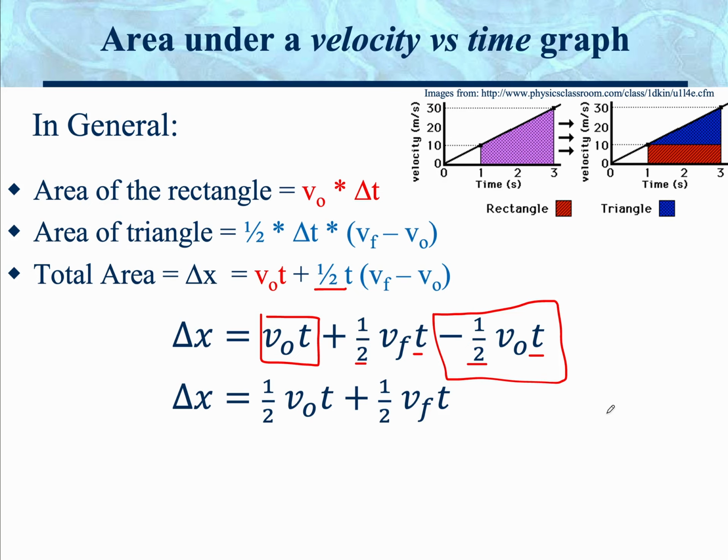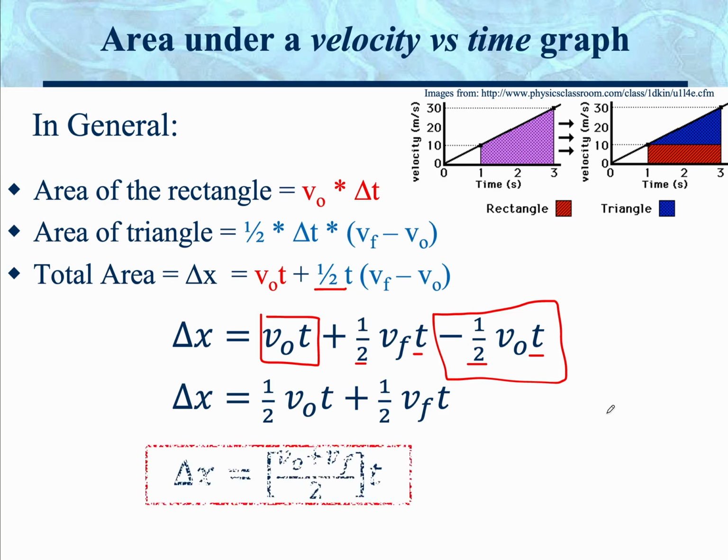If we factor out the 1/2 and the t, we can write it this way. And you might say, hey, how come we didn't put the 1/2 in front of that? Well, there's actually some reason behind that. If you look at this term right here, what is that? This term is actually the average velocity: the initial velocity plus the final velocity divided by 2. It's the average of those two values.